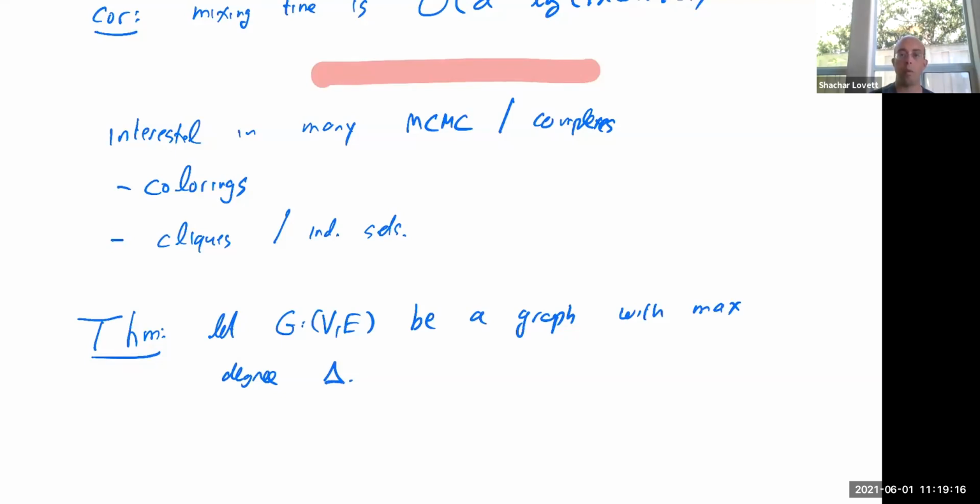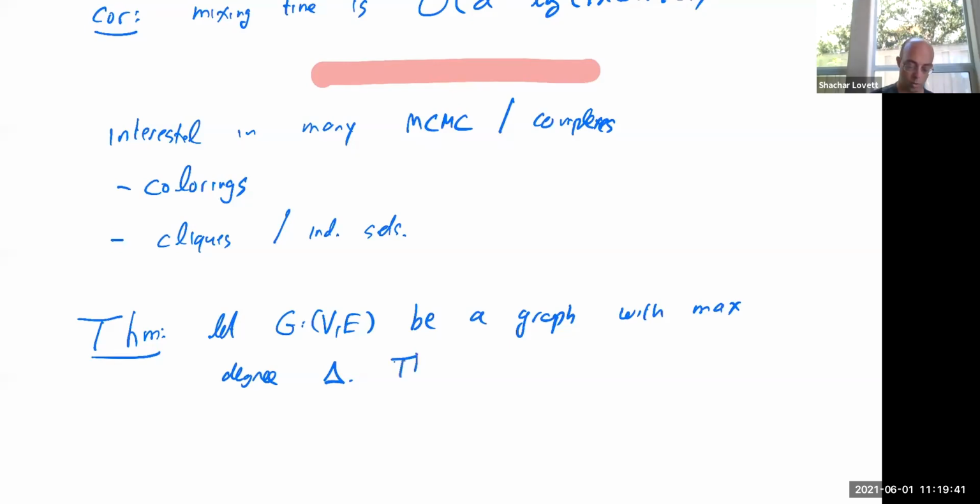So I'm sure you all know that if you give me a graph with maximum degree delta, then it's very easy to find an independent set of size n over delta plus 1. Basically, just greedily choose a node and remove all its neighbors. And what we will show is that if you choose a slightly smaller k, you can even find a random k-clique in this graph.